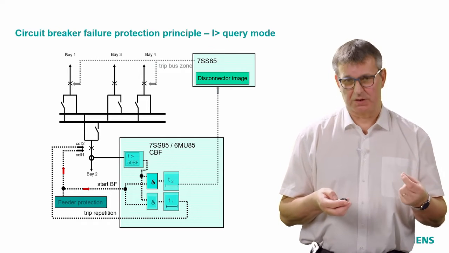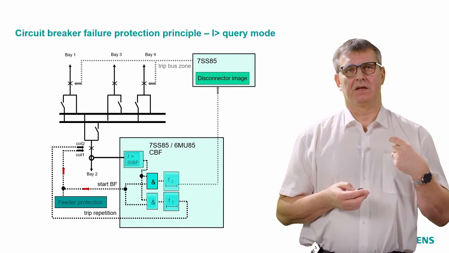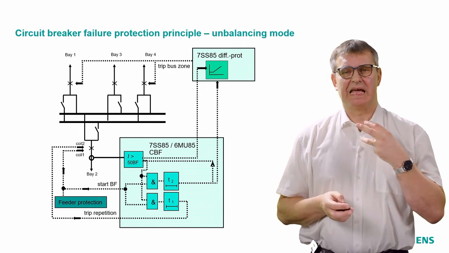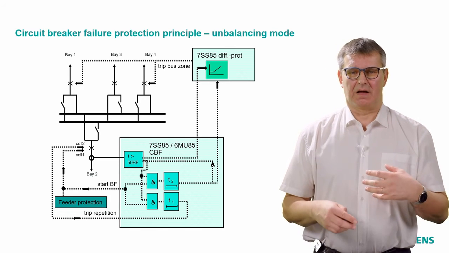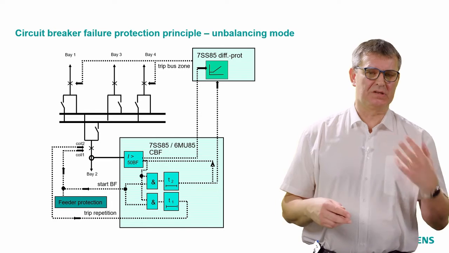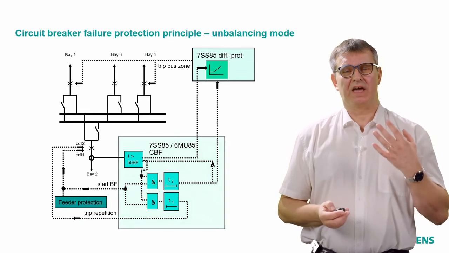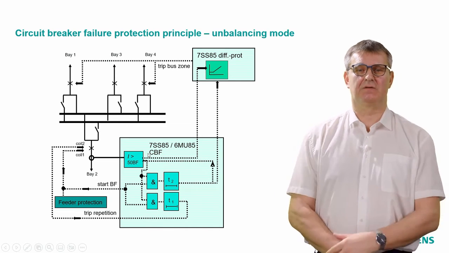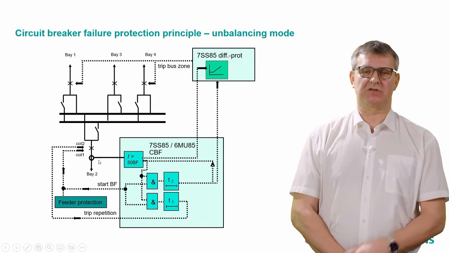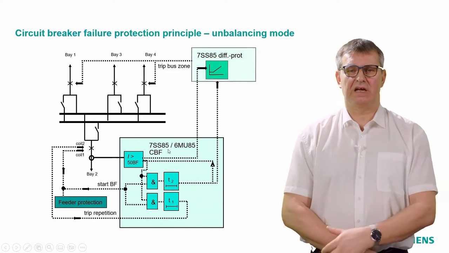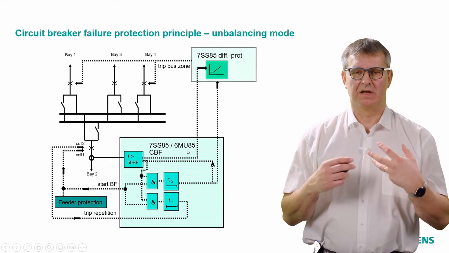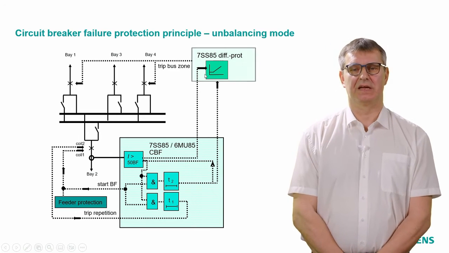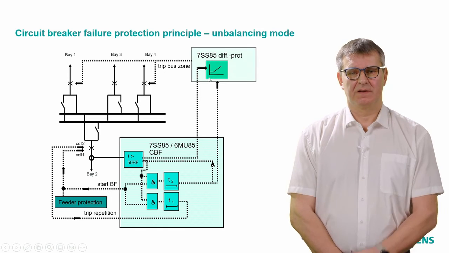That's the I-query mode. We have a second mode of the circuit breaker failure protection in the 7SS85, the so-called unbalancing mode. Most of the things are absolutely the same as what I have explained before. We have a circuit breaker failure protection function assigned to a feeder, which could be in the central busbar protection or in the merging unit. And we have the 7SS85 with its tripping characteristic, which could be the centralized one or also the sender unit of a distributed busbar protection.